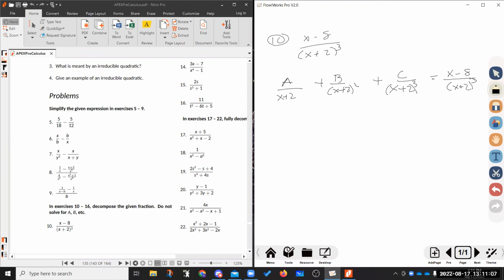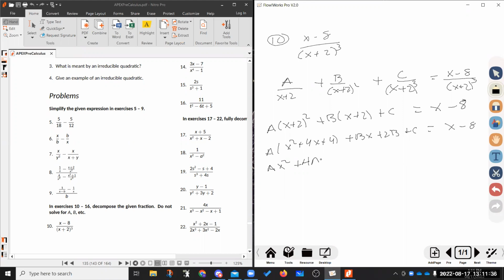So we're going to multiply everything by (x plus 2) cubed, and that's going to give me A times (x plus 2) squared plus B times (x plus 2) plus C is going to be x minus 8. I'm going to have A times (x squared plus 4x plus 4) plus Bx plus 2B plus C is equal to x minus 8. Ax squared plus 4Ax plus 4A plus Bx plus 2B plus C is equal to x minus 8.